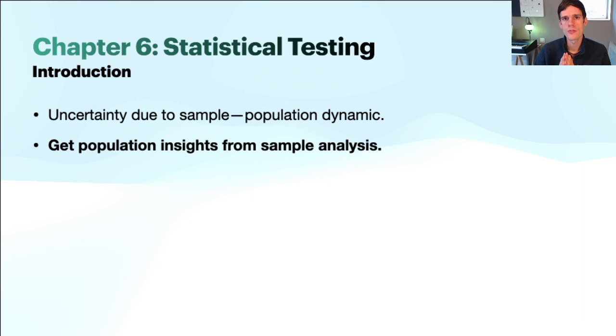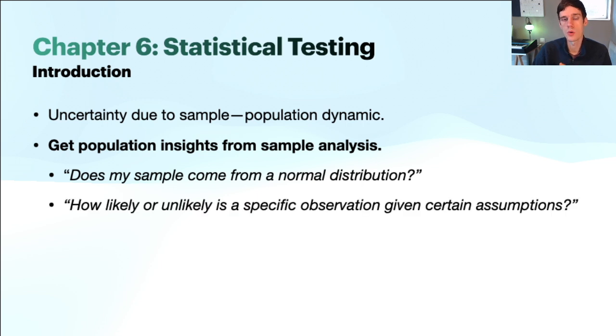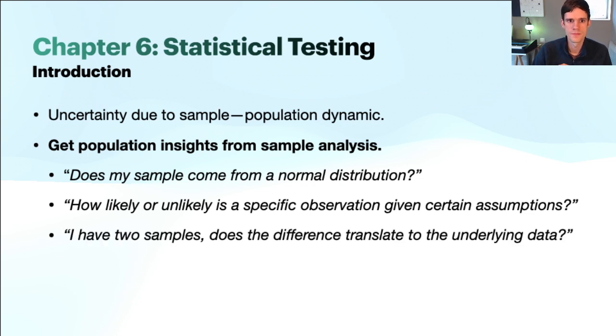Now in this chapter, we will finally bridge this gap between sample and population, and thereby it's worthwhile to get some more concrete insights that we want to learn on our population. And these will most often come in a form of questions. For instance, does my sample come from a normal distribution? Or how likely or unlikely is a specific observation given a certain assumption? Or the most common one, I have two samples, does the difference between these two samples translate to the underlying populations? Now these are the type of questions that we will be able to answer by using statistical testing.